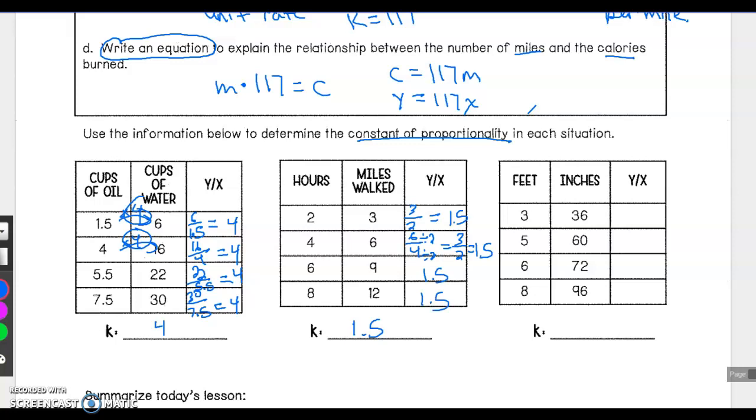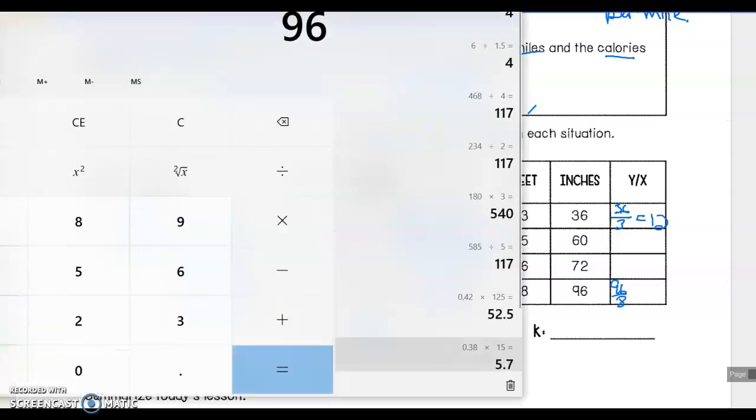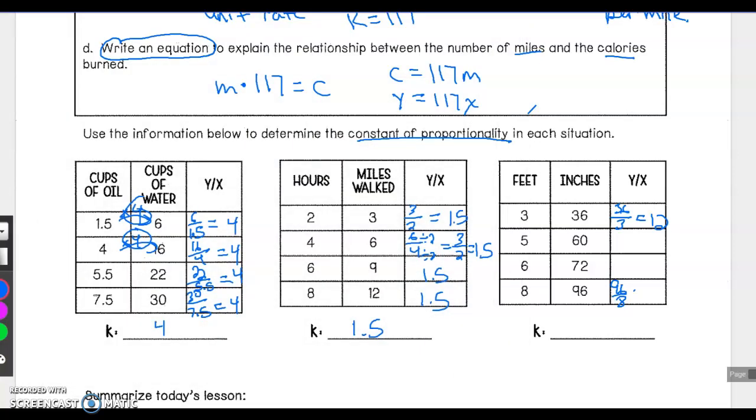Same thing over here. If I took 36 and divided by 3, it'd be 12. If I took 96 and divided by 8, it's 12. And don't just do the top and bottom. That doesn't work either. But 72 divided by 6 is 12, and 60 divided by 5 is 12. So our constant of proportionality, the number we're multiplying by, is 12 in that example.